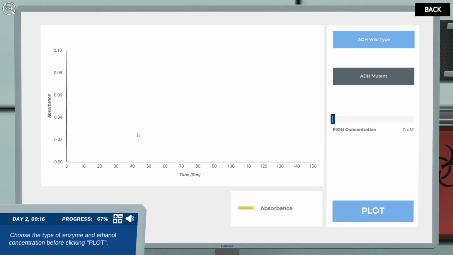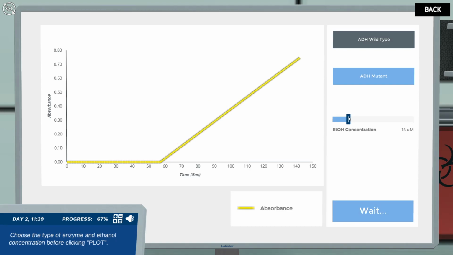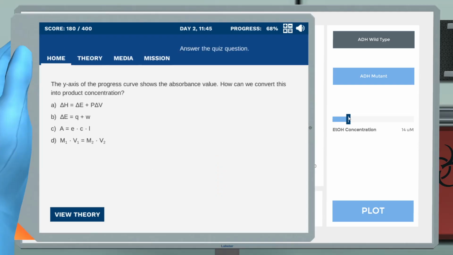Choose the type of enzyme and ethanol concentration before clicking plot. The y-axis of the progress curve shows the absorbance value. How can we convert this into product concentration?